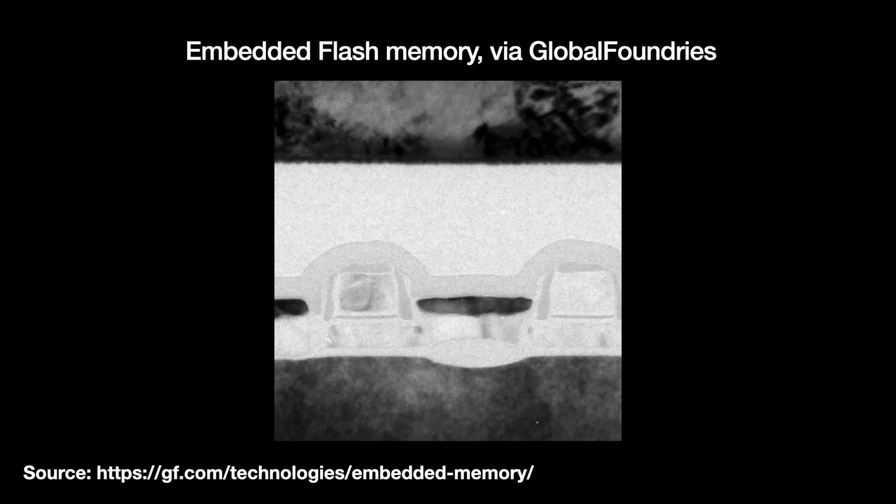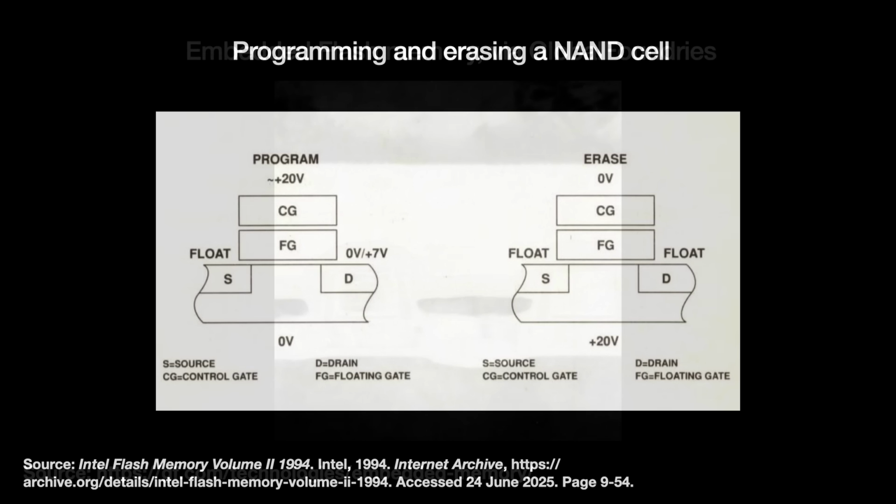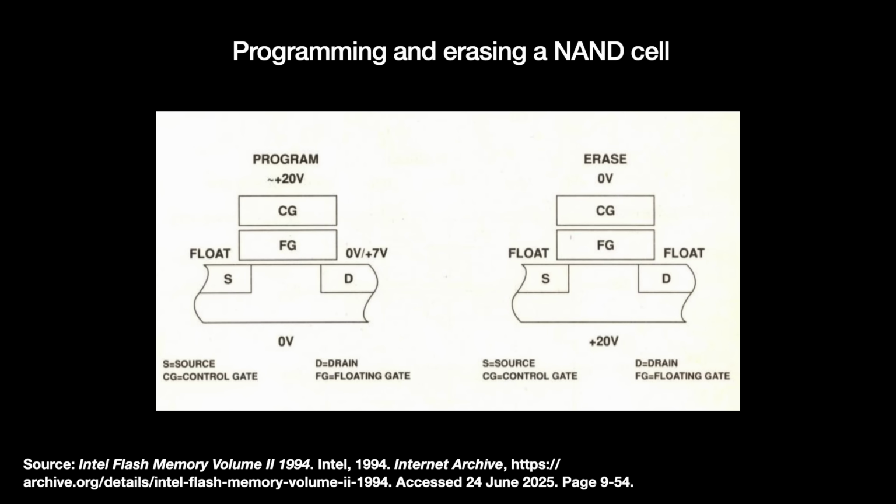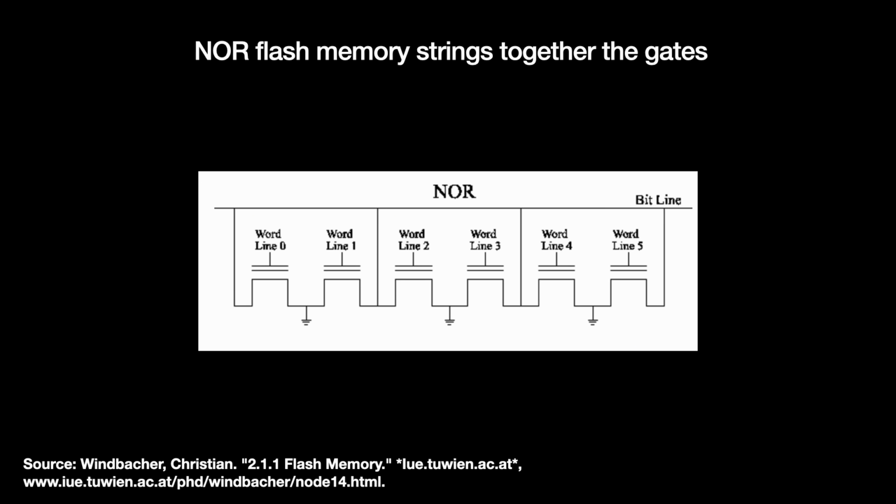eFlash is a NOR type memory. With NOR, we string together many special memory cells, planar transistors equipped with a floating gate. Electrons are compelled into that floating gate through an oxide, raising the transistor's threshold voltage. NOR arranges these cells in such a way that we can access them one at a time, random access, at the cost of less density.